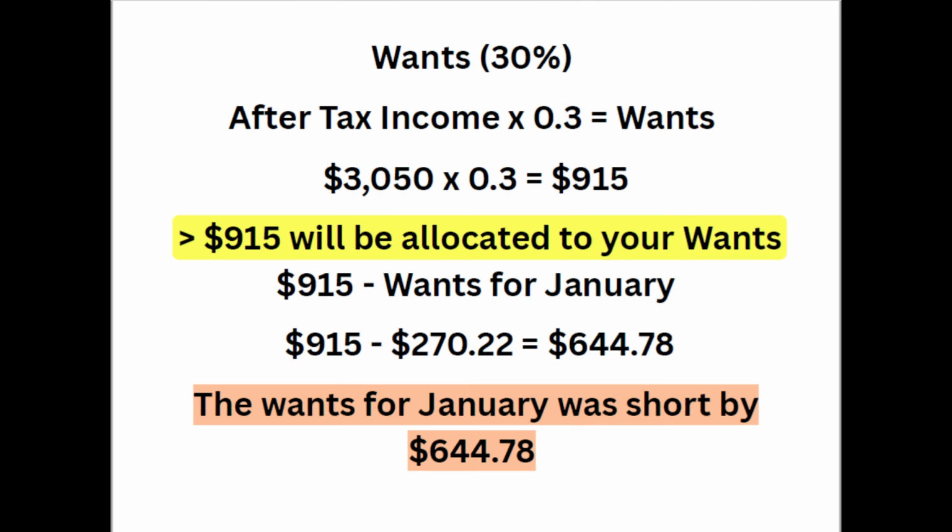Now let's go ahead and calculate our wants. Again, it's our after-tax income of $3,050 times 0.3, which equals $915. This $915 will be allocated to our wants. Now we take our allocated amount for our wants, $915, minus what our actual wants for the month of January were, which is $270.22. This equals $644.78. Our wants were under the 30% mark. This looks like it is due to the high amount of our needs in the month of January.